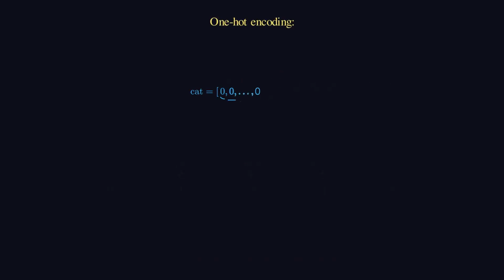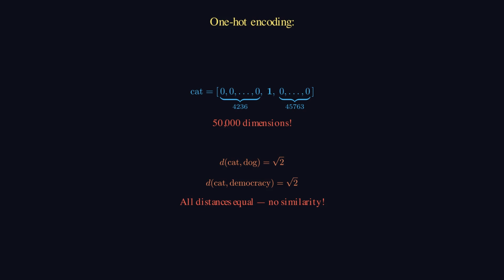A better idea, one-hot encoding. If your vocabulary has 50,000 words, represent each word as a vector of 50,000 numbers, all zeros except a 1 at the word's position. Cat might be a 1 in position 4,237 and zeros everywhere else. Now no word is between any other.